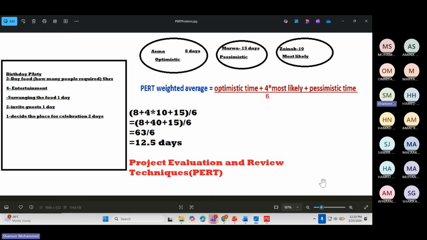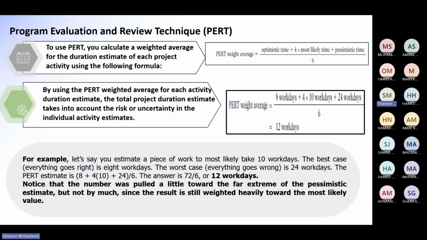As a project manager, this is the weighted average value, which is known as Project Evaluation and Review Technique. Okay, you remember this formula. So here is another example. Let us say you want to calculate a piece of work, some work like a homepage. You want to design a homepage of a web application or any application. So most likely it will take 10 working days. The best case is 8 days. The worst case is 24 days.